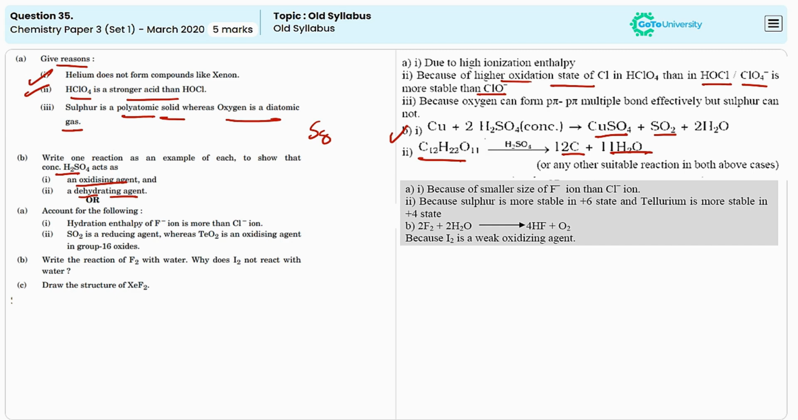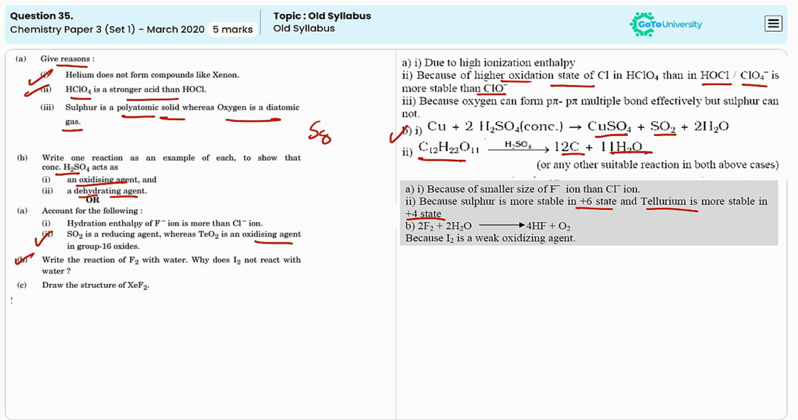fluoride ion. And the second one is that sulfur dioxide is a reducing agent whereas tellurium dioxide is an oxidizing agent in group 16 oxides, because sulfur is more stable in the +6 state whereas tellurium is stable in the +4 state. Tellurium dioxide is a good oxidizing agent and it will undergo a reduction reaction.